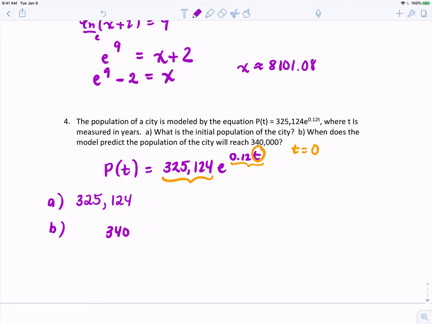When does the model predict the population will reach 340,000? That means we have to solve this equation. 340,000 is equal to 325,124 e to the 0.12t. So again, this is an exponential equation. We need to get the base by itself. To get the base by itself, we're going to start by dividing.